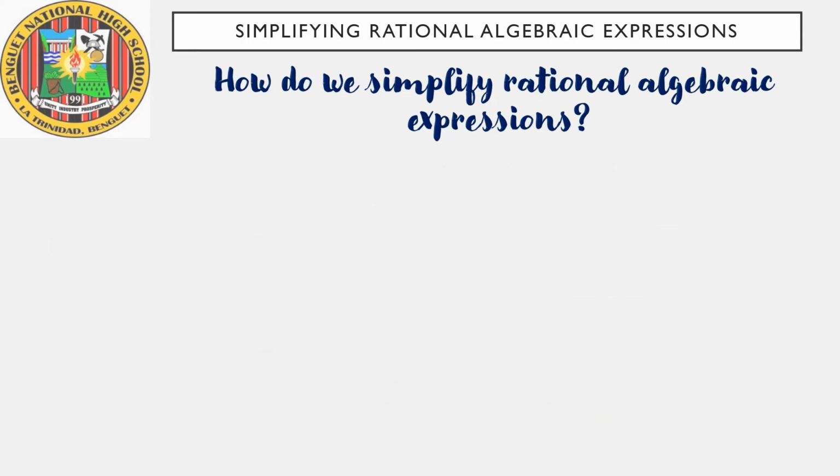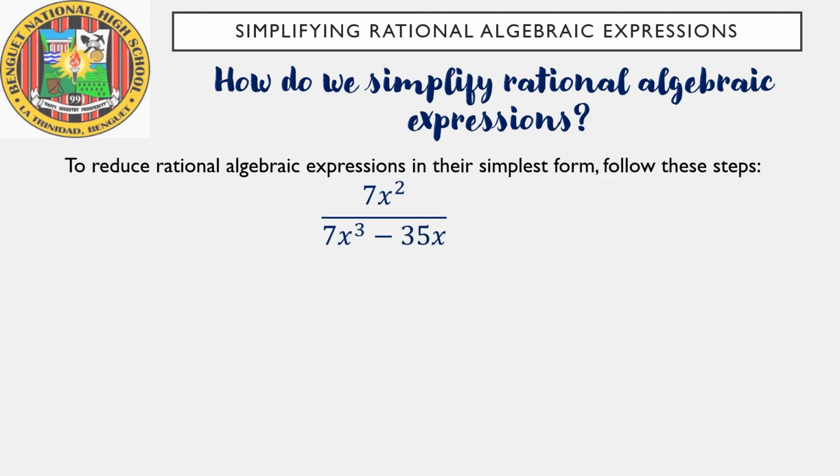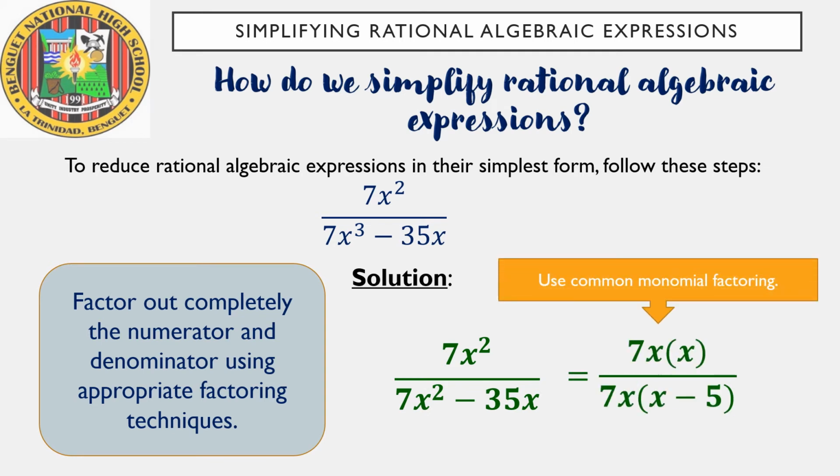To simplify rational algebraic expressions, we follow these steps. First, we rewrite the numerator and denominator as factors. Here, we are going to use what we have learned in our previous lessons on factoring. In this case, since the numerator is a monomial and the denominator is a binomial, common monomial factoring is the appropriate factoring method to use.